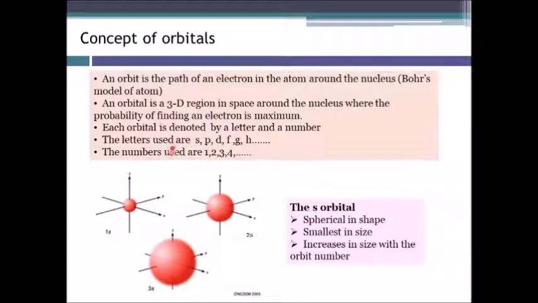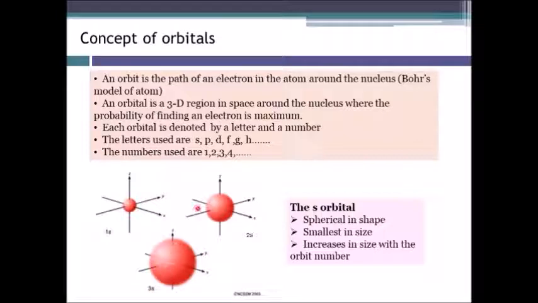Now, how do you denote them? We'll soon learn about it. For example, in the first orbit, that is in the K shell, we have only one S orbital. In the second, that is in the L shell, we will have two S orbitals. Again, in the M shell, there will be three S orbitals.